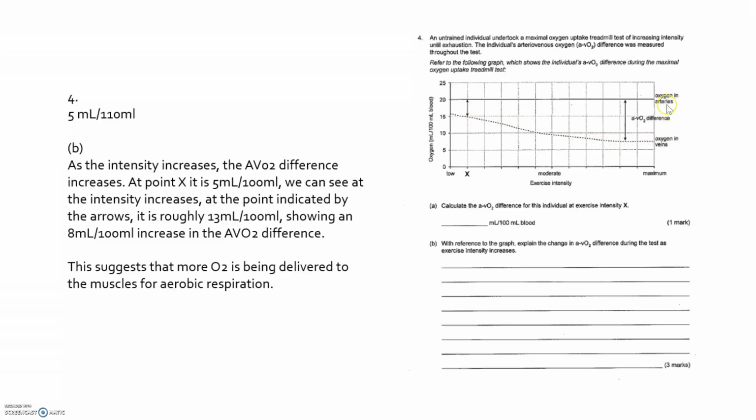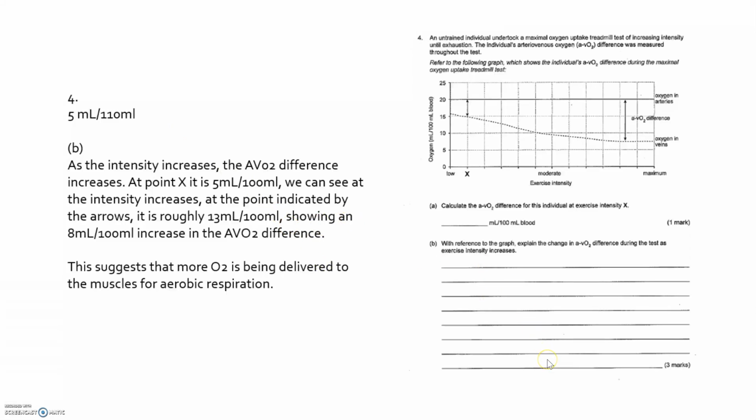because this line here measures the oxygen in the veins. This line here measures the oxygen in the artery. So we can see the AVO2 difference, low to maximum intensity. Calculate the AVO2 difference for the individual at intensity X. Intensity X here, so I've gone 20 minus 15. Make sure we're using the units: 5 mL per 100 mL difference. All right.